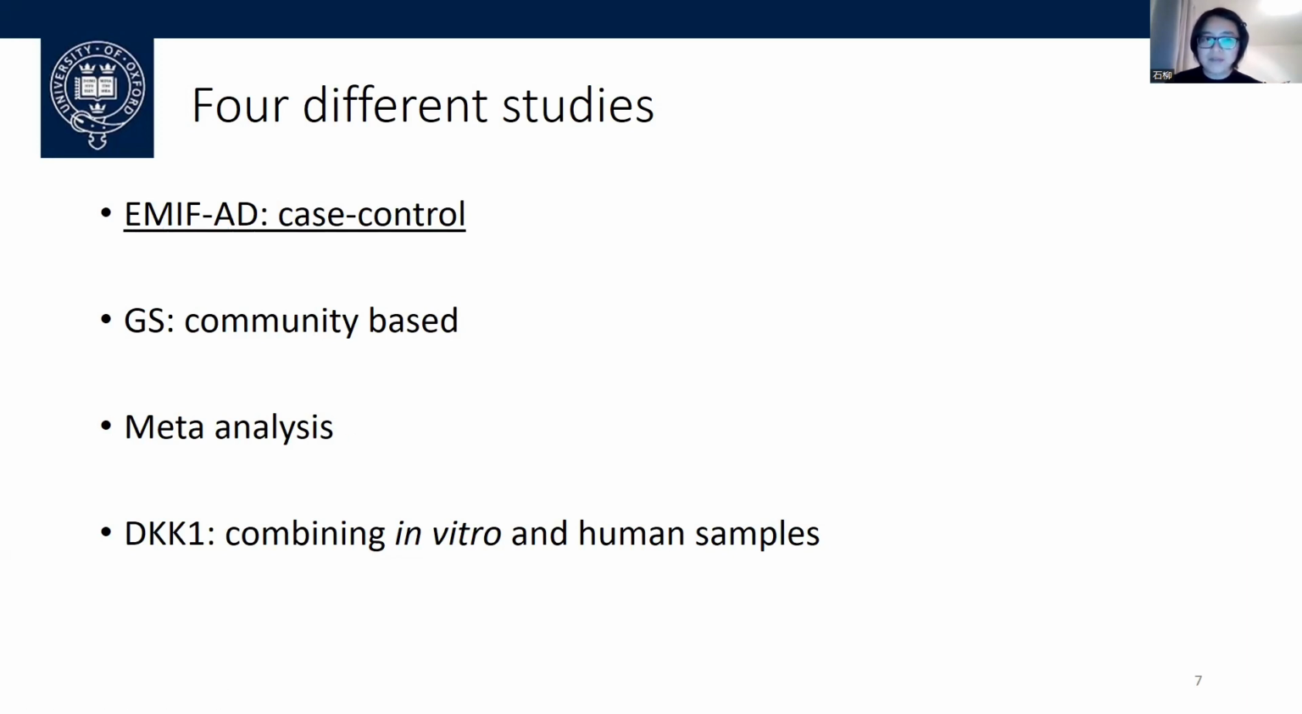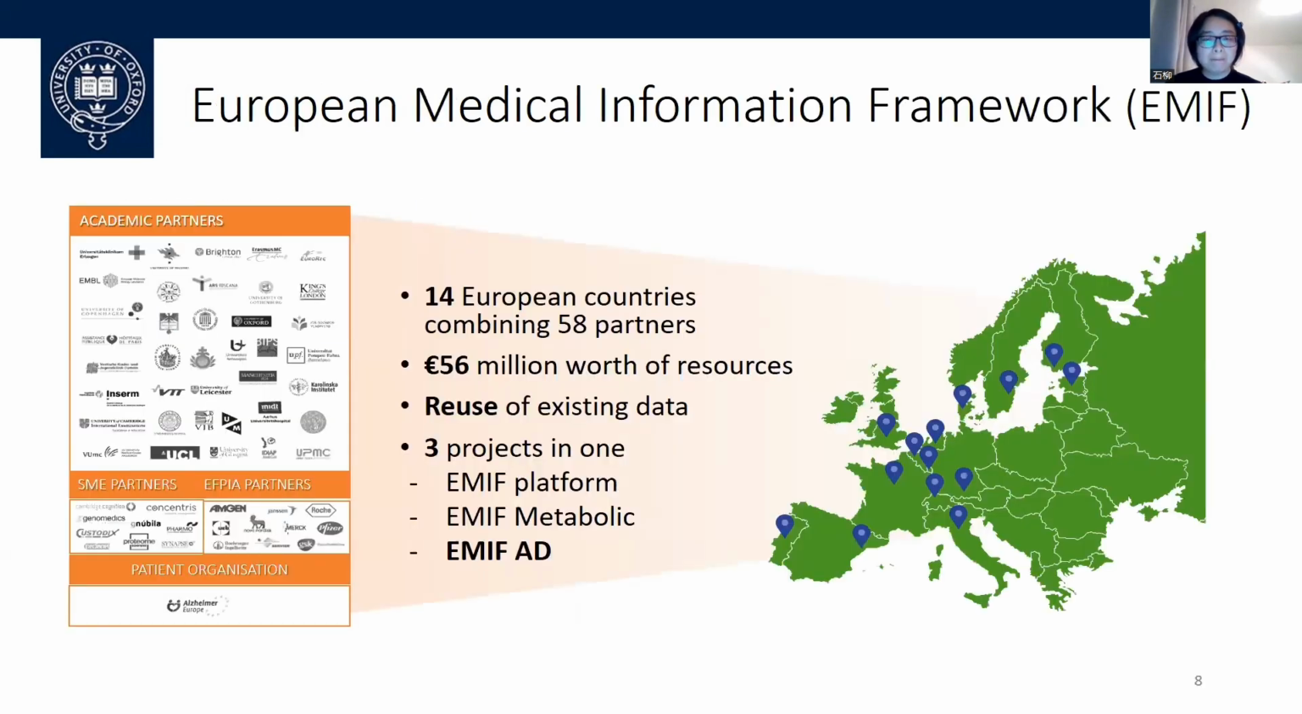So now let's look at the first one, the EMIF AD study. EMIF is short for European Medical Information Framework. This framework included 14 European countries, combining 58 partners from both academia and industry, as you can see from here. The whole platform has 15.6 million worth of resources. We reused the existing data and created 3 projects in one, including EMIF platform, EMIF metabolic, and EMIF AD. So now I focus on the EMIF AD study.